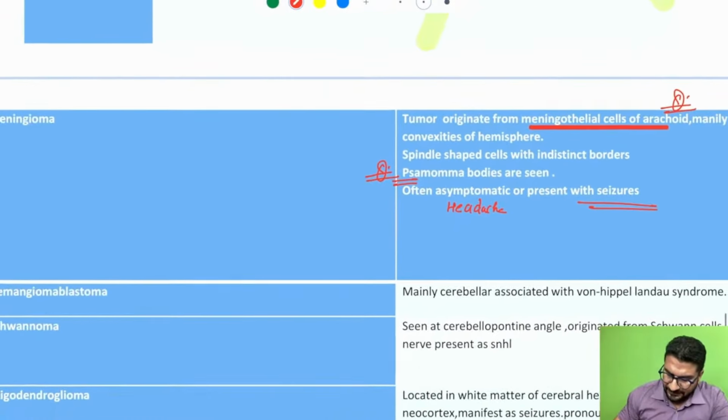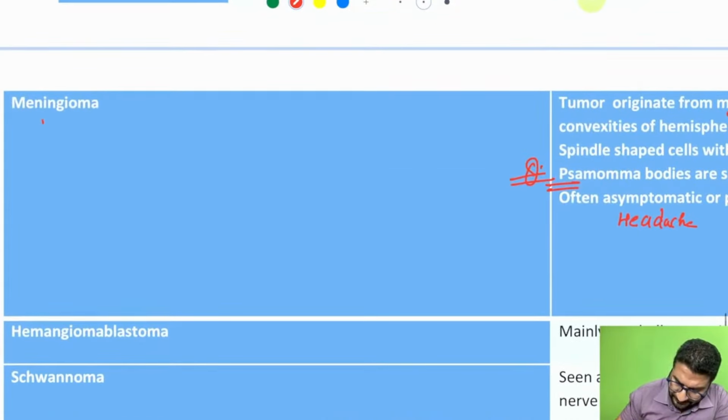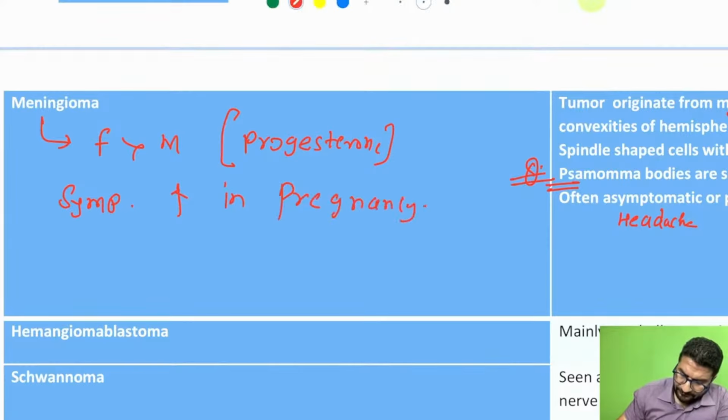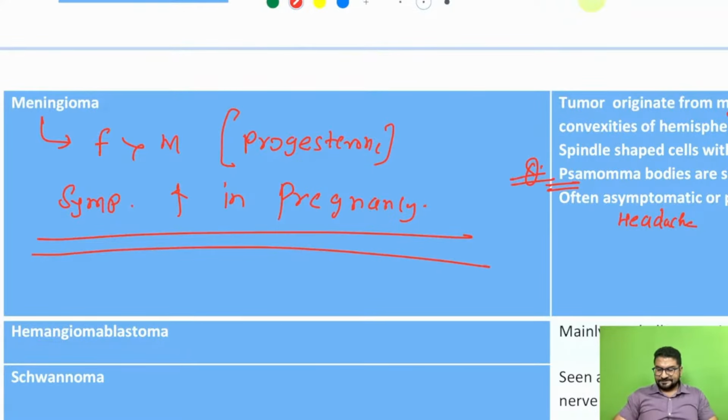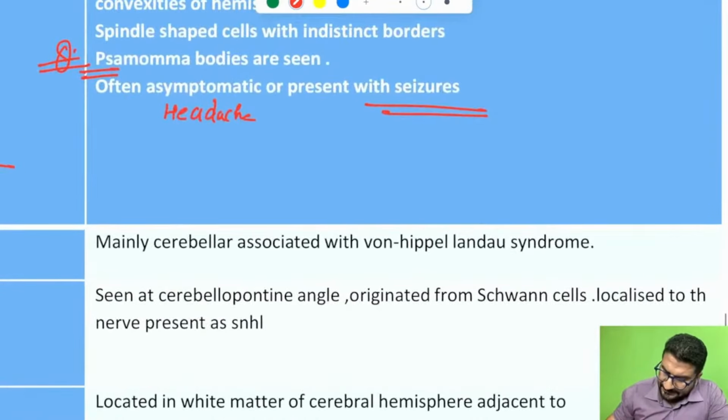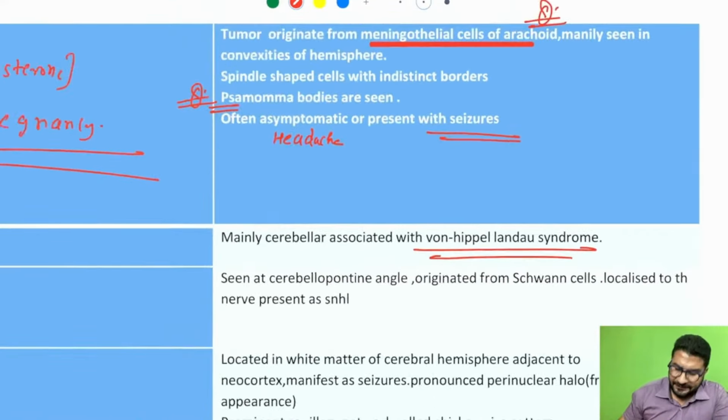Just one more thing I want to add about meningioma is, it is a tumor which is more in females, and that is due to progesterone. तो पेशेंट जब प्रेग्नेंट होगी, तो इन प्रेगनेंसी यू विल सी मोर प्रोजेस्टेरोन, तो सिम्टम्स विल इंक्रीज in pregnancy. So symptoms will be more whenever the patient is pregnant. Simple. Coming to hemangioblastoma, right? This hemangioblastoma, understand, is associated with von Hippel-Lindau syndrome.